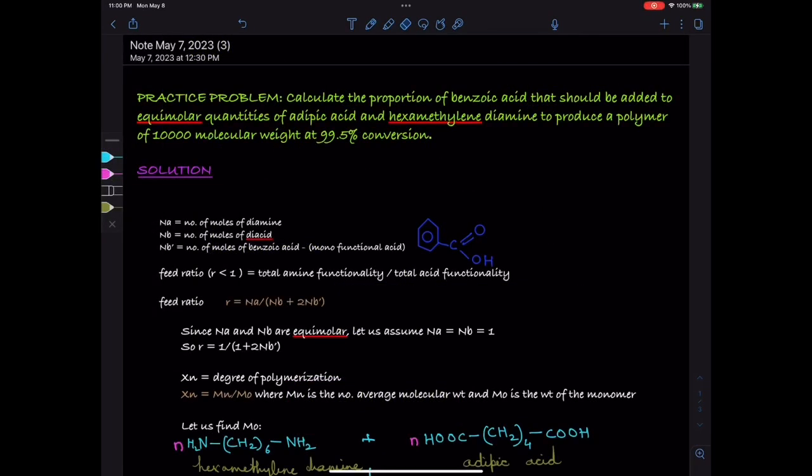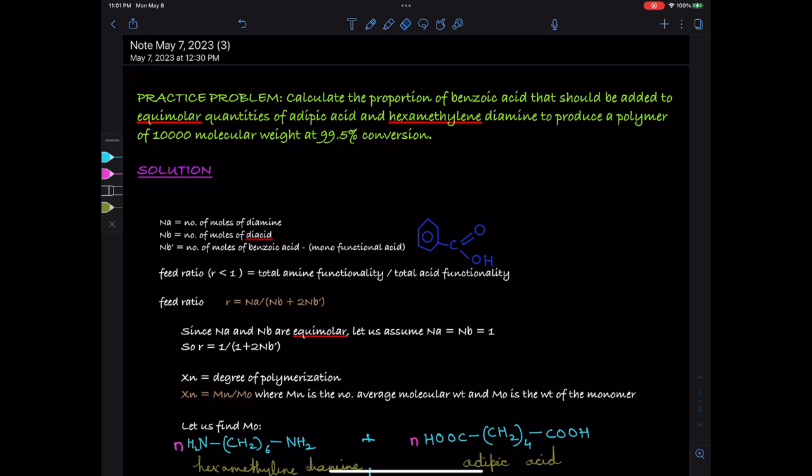Calculate the proportion of benzoic acid that should be added to equimolar quantities of adipic acid and hexamethylene diamine to produce a polymer of 10,000 molecular weight at 99.5% conversion. Let Na be the number of moles of diamine and Nb be the number of moles of diacid. Let Nb prime be the number of moles of benzoic acid, which is a monofunctional acid.